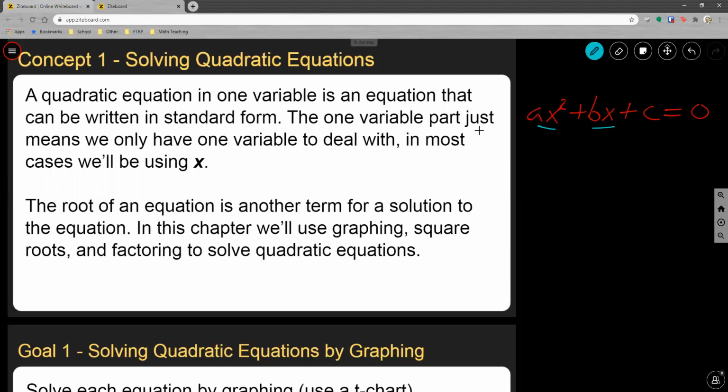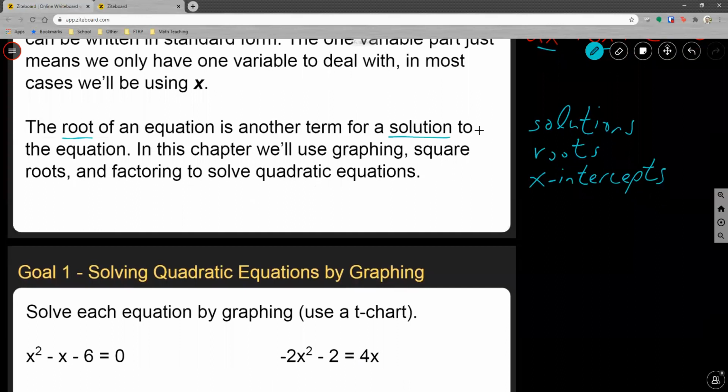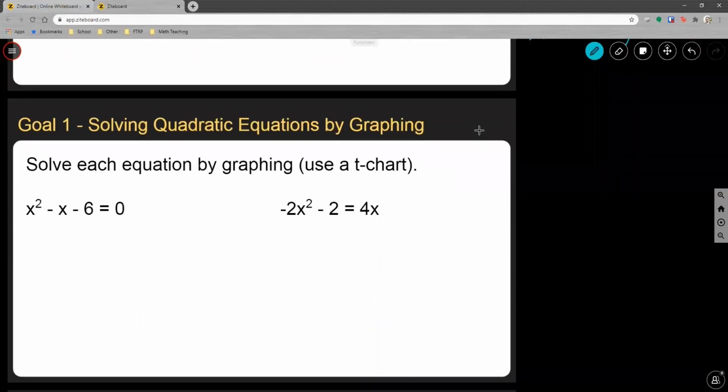The root of an equation is another term for a solution of an equation. In this chapter, we'll be using graphing, square roots, and factoring to solve quadratic equations, to find these solutions, which we sometimes call roots. So solutions, roots, we can also call them just the x-intercepts on a quadratic equation. All right, so let's just get going with it.